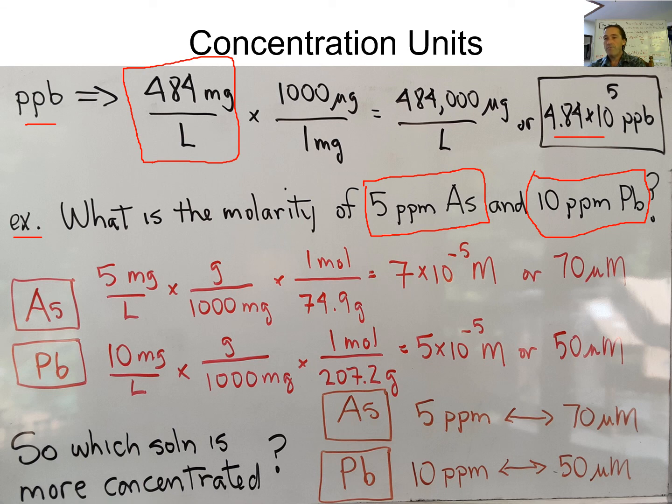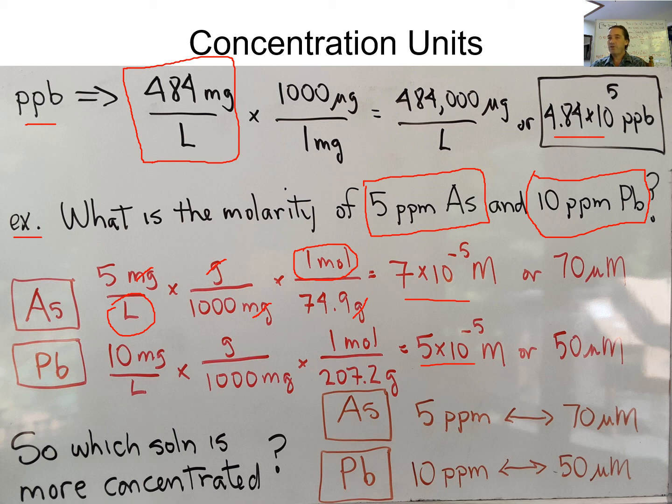So let's start with our 5 milligrams per liter, and we change it to grams. We then change it to moles. So now I have liters and I have moles. I'm in moles per liter because all the other units cancel out using dimensional analysis. And so to one significant figure, I get 7 times 10 to the negative 5 molar, or 70 micromolar. I do the same thing with lead, and I get 5 times 10 to the negative 5 molar, or 50 micromolar. So which is more concentrated? Well, again, it depends upon what unit you're using.